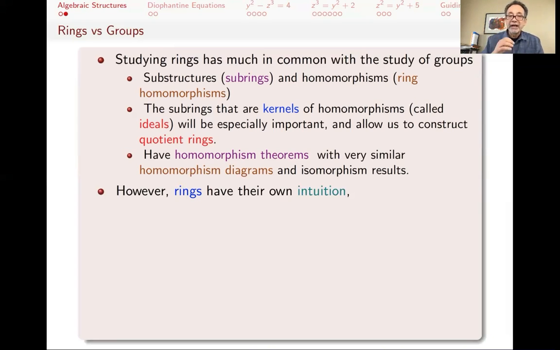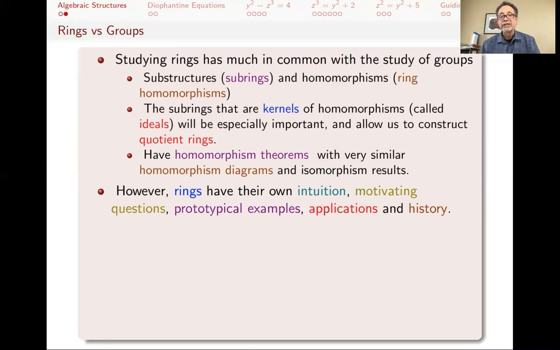However, each algebraic object has its own character. For rings, you have to build your own different intuition. There are different motivating questions. They have different prototypical examples that are helpful in understanding rings. The applications are different and the history is different.